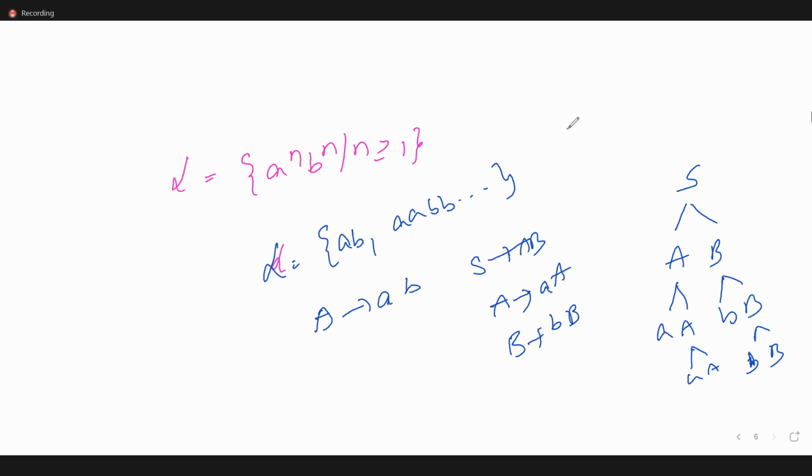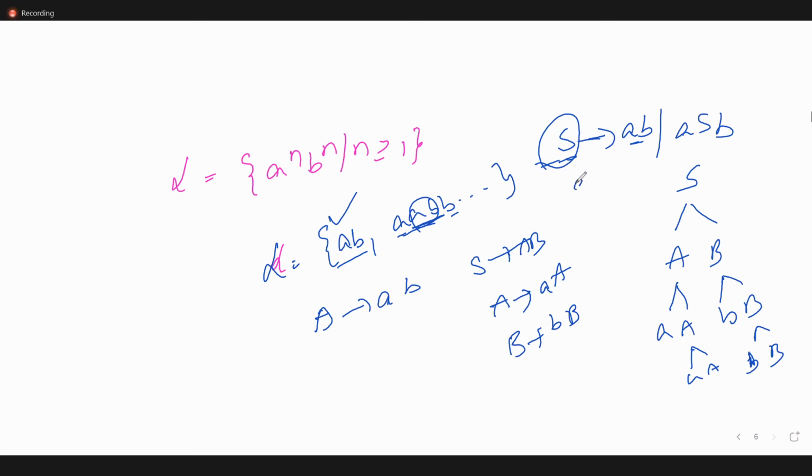Now S tends to, first is AB. In between AB, what you got? AB. Okay, one second, I'll say it more clearly. S tends to AB, no doubt here. AB, you have to accept. Next, in between AB, what you got? AB only. In between AB, to derive AB again, what do you need? S. Is there any confusion in this?